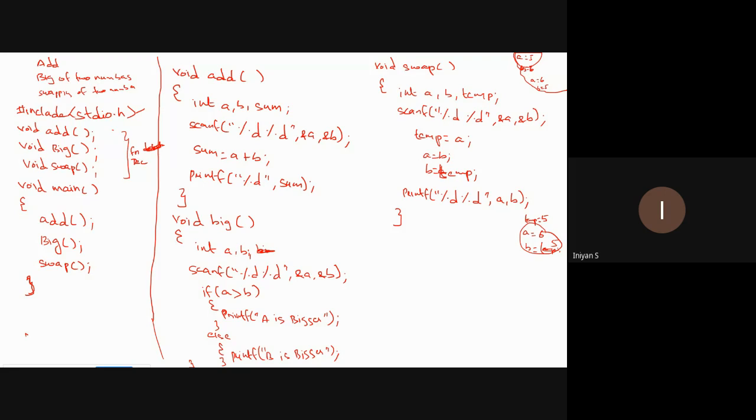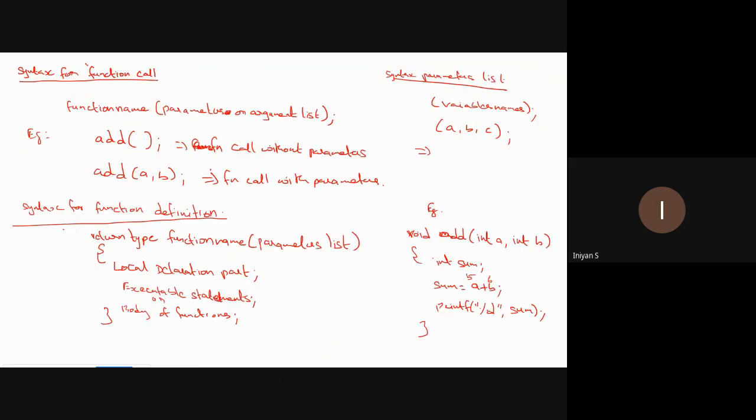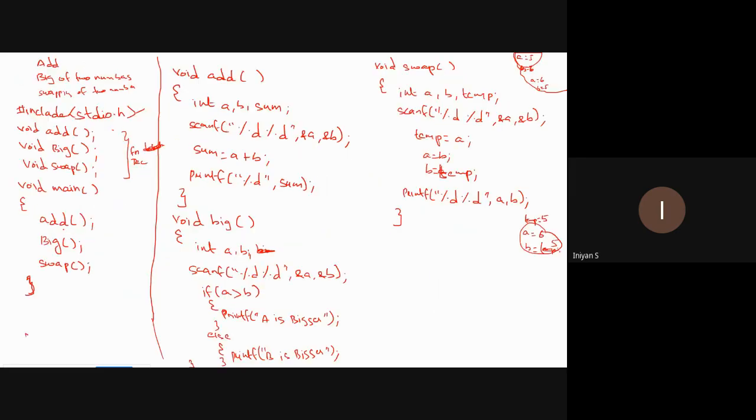Then the main function. In the main function, I have not done anything; I just call the 3 user-defined functions. What is the syntax of a user-defined function call? Calling the function name with or without parameters, right? Yes, sir. So the function name is add, and I just called it. Whenever in any program, the open bracket and close bracket represent the function, right?